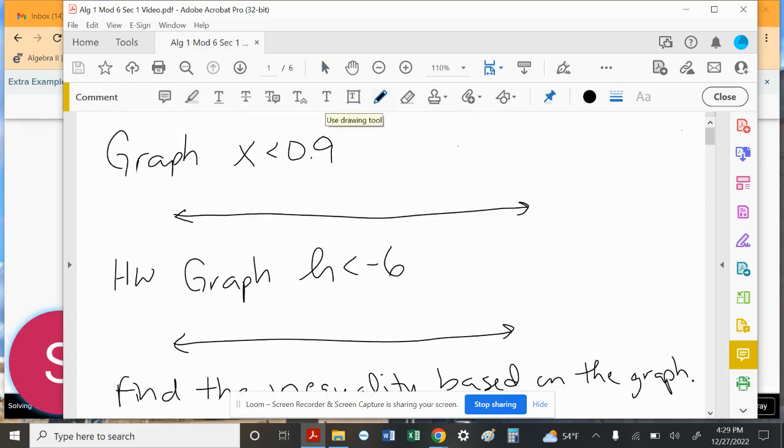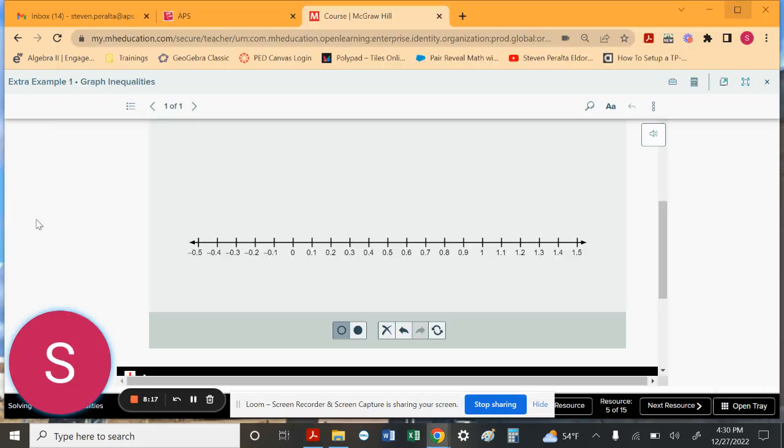So let's say that we have 0. Here we have 0.1, 0.2, 0.3, 0.4, 0.5, 0.6, 0.7, 0.8, 0.9, 1. Okay, and it keeps going up. So this is 1, this is 0 here. And so at 0.9, we have an open circle. So we put an open circle right at that point. And it's everything less than, so it's just everything to the left. So that's how we fill it in.